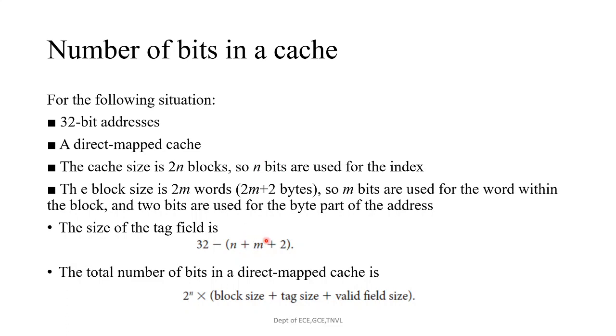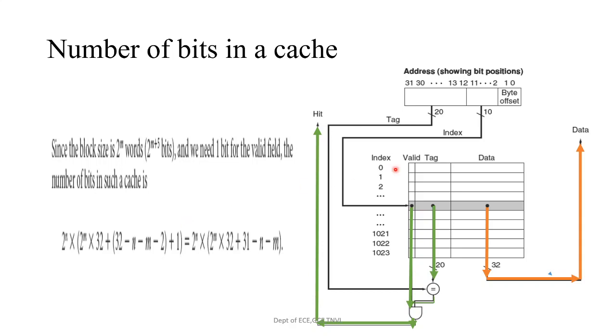And what is m? m is one word here, hence we represent this with 2 power 0. So m is 0, plus 2, that is the 2 bits used for the byte part of the address. So now it comes to 10 plus 2, which is equal to 12. So 32 minus 12 is equal to 20, and this is the size of the tag field here. So 20 bits are taken for the tag field and 10 bits are used to index the cache, and these are all the valid bits.